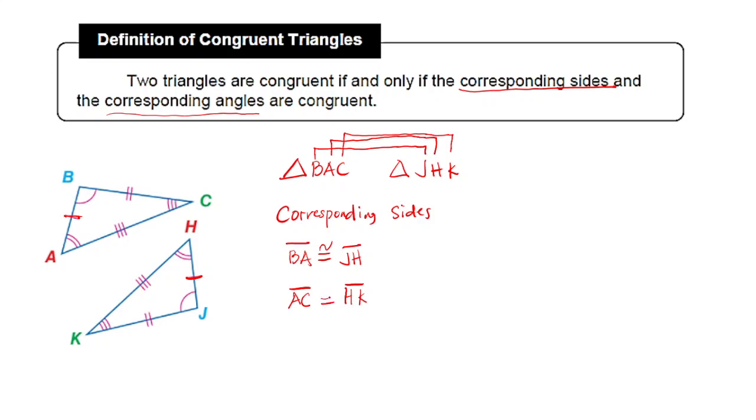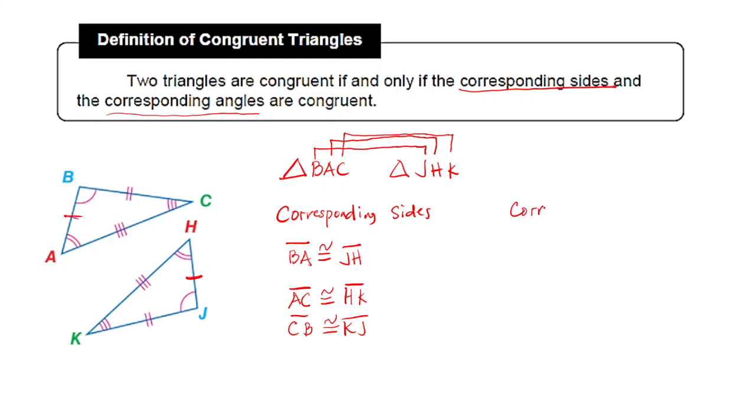Therefore, they are congruent. Next is side CB and side KJ. Looking at our illustration, side CB has 2 markings and side KJ has also 2 markings. Therefore, they are congruent. Now we are done with the corresponding sides. As we can see, all the corresponding sides are congruent. What about the corresponding angles?